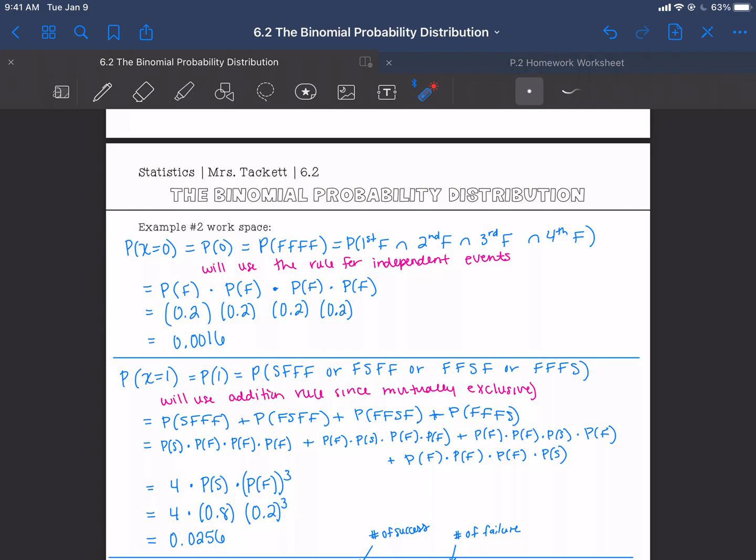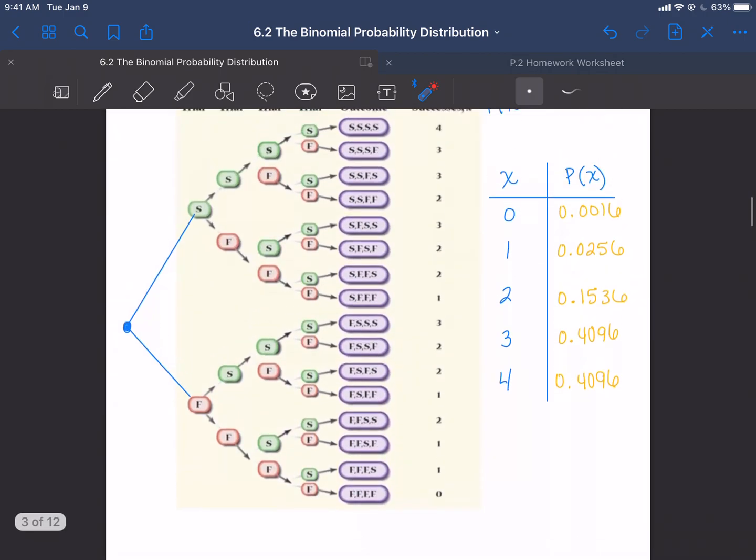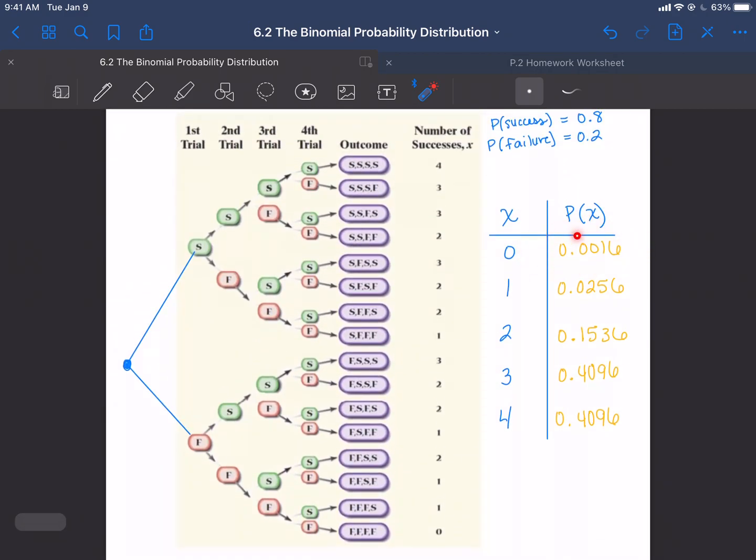So the probability of it being a failure is 0.2. We found that by 1 minus 0.8. When we multiply all those together, we get 0.0016. So the probability that there are no successes is 0.0016. So that's what we would fill in for our probability distribution table when x is 0.